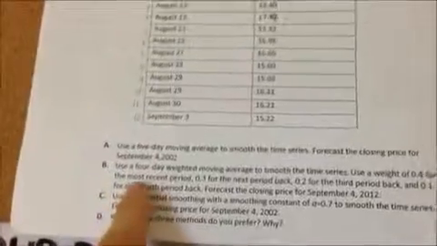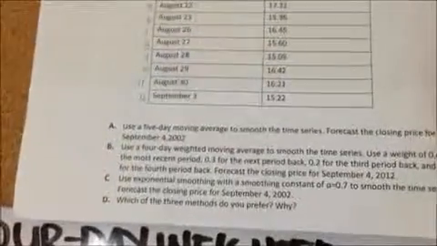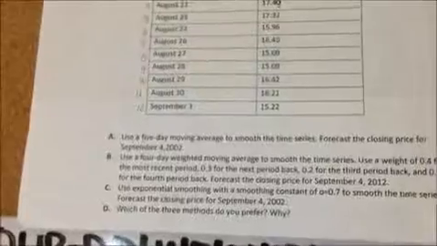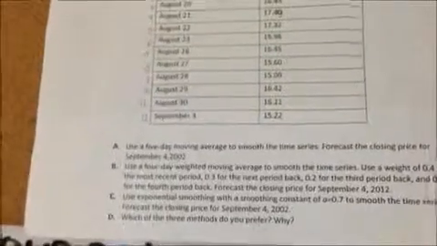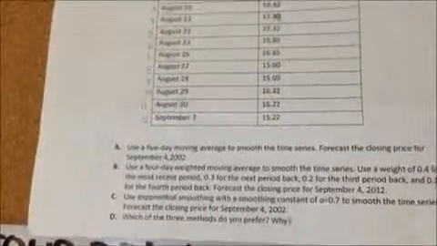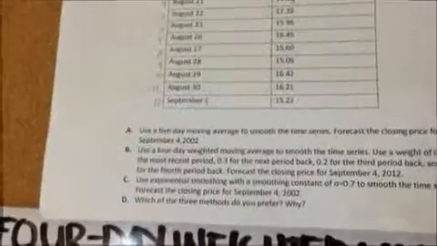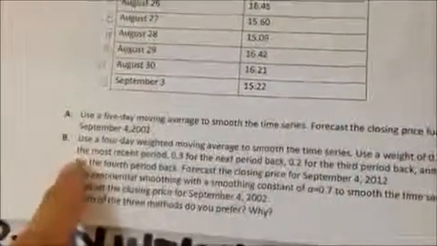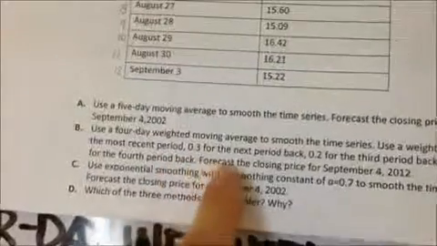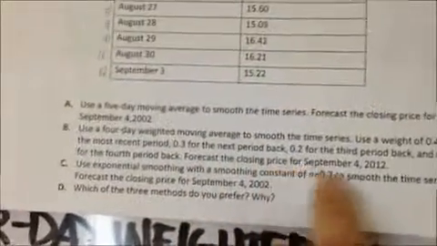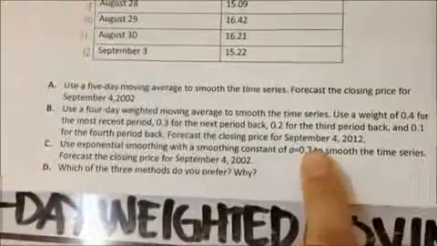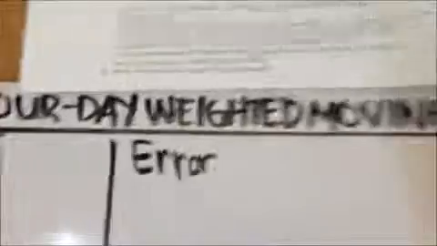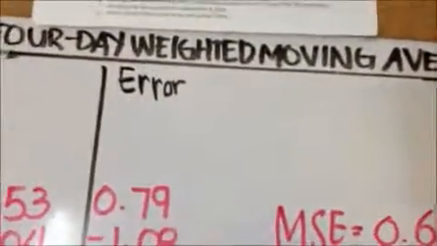Number 2 question is, use a 4-day weighted moving average to smooth the time series. Use a weight of 0.4 for the most recent period, 0.3 for the next period back, 0.2 for the third period back, and 0.1 for the fourth period back. Forecast the closing price for September 4, 2012. So we're going to make the 4-day weighted moving average.